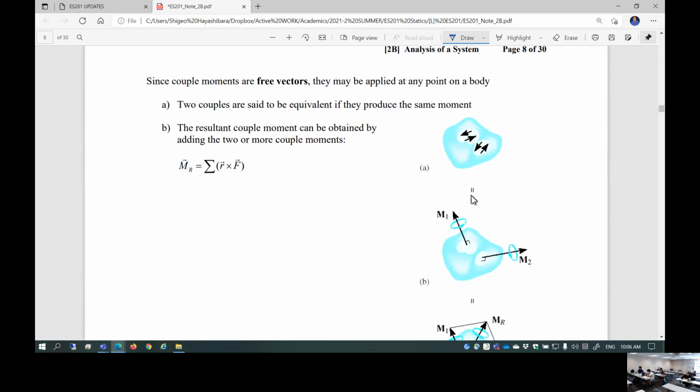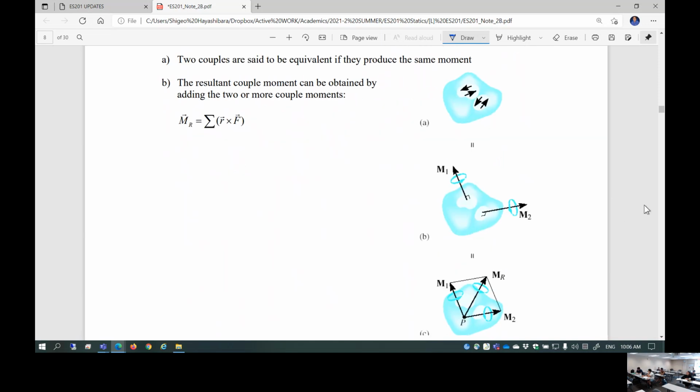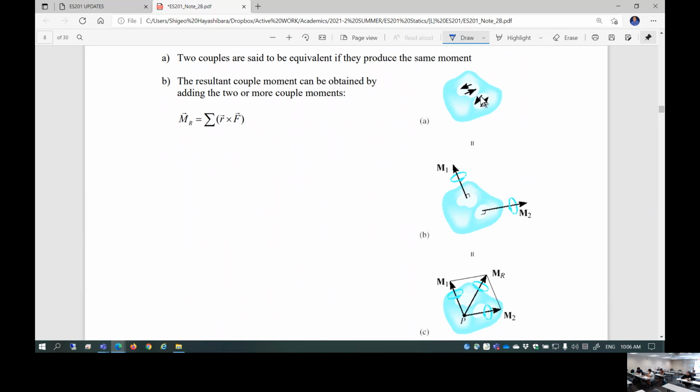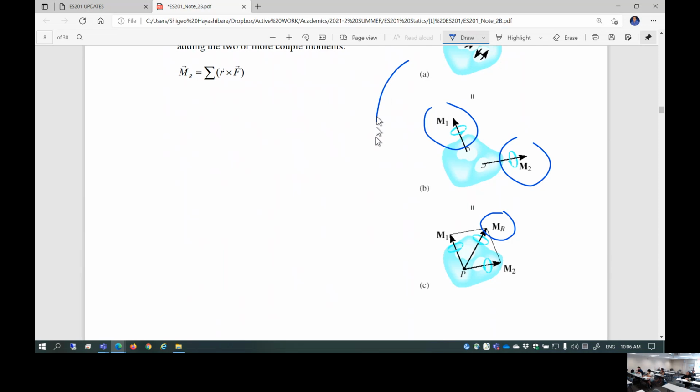Suppose you have multiple couples. Those are free vectors. What do you mean, free vectors? You can freely move them anywhere else because it's a couple. Two couples are said to be equivalent if they produce the same moment. Suppose you have 4 different forces acting on a body, each pair a couple. This creates a moment, this creates a moment, and those two are moments. Moments can be moved and added to create the resultant moment. So this is called equivalent. These are all equivalent.